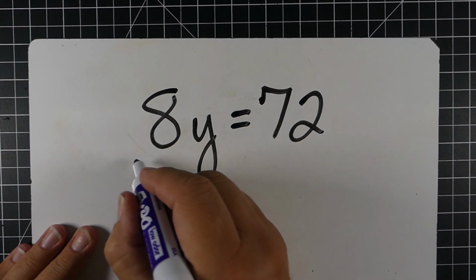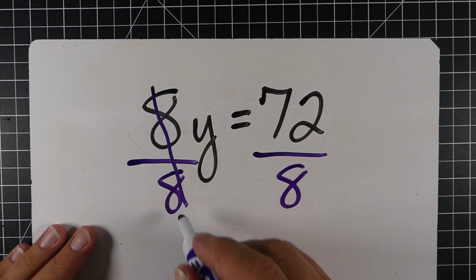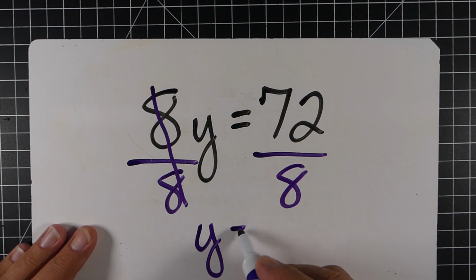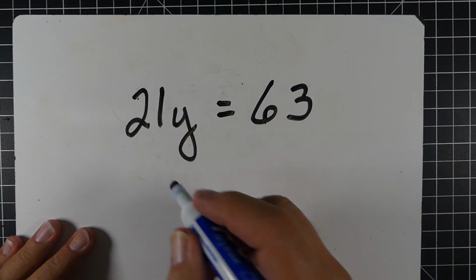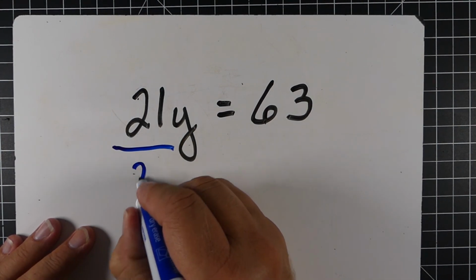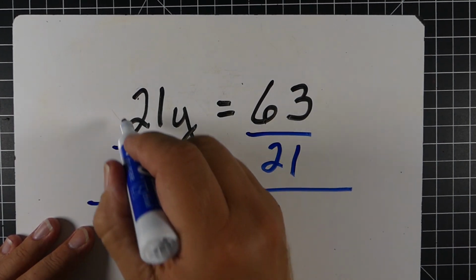Okay, on this next one, this is a multiplication problem. So we're, again, doing the inverse or the opposite, divide by 8. That leaves us with y equals 9. Our next problem where we're multiplying, we're going to do the inverse and divide, in this case 21. And so y is going to equal 3.